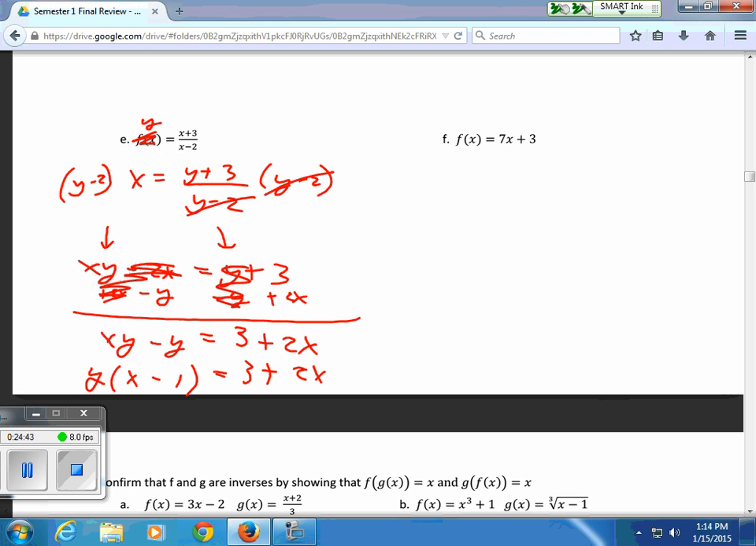Final answer, I put it in green because it's going to go over black. Dividing by x minus 1, and that's gone, and I got y alone, and it's 3 plus 2x over x minus 1. That's an example of one of those kinds.